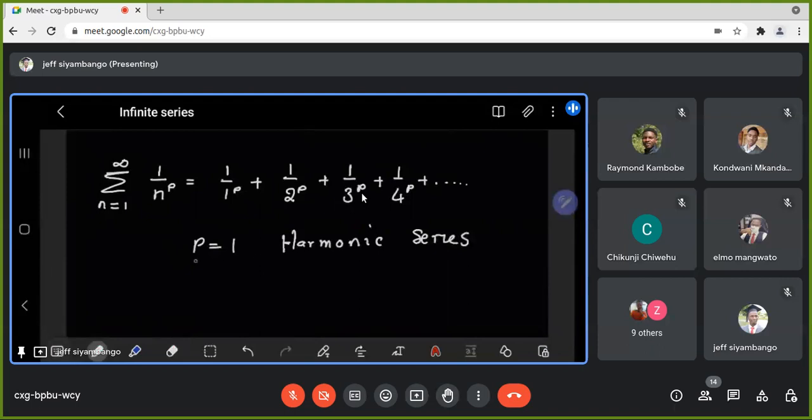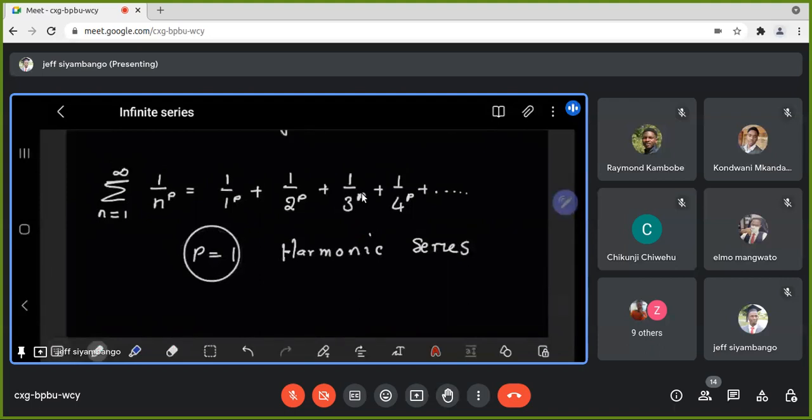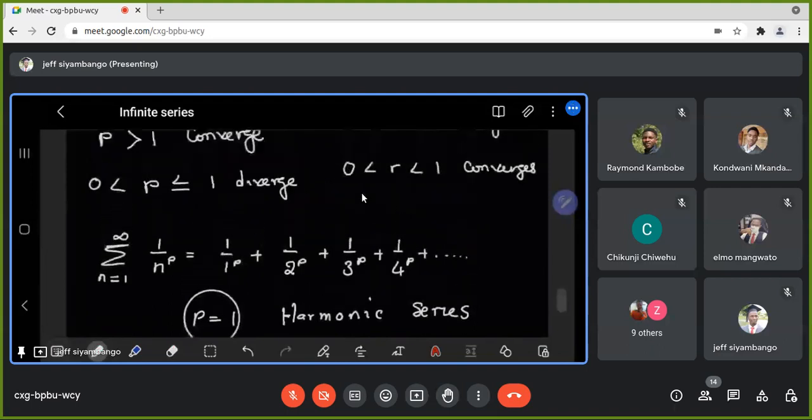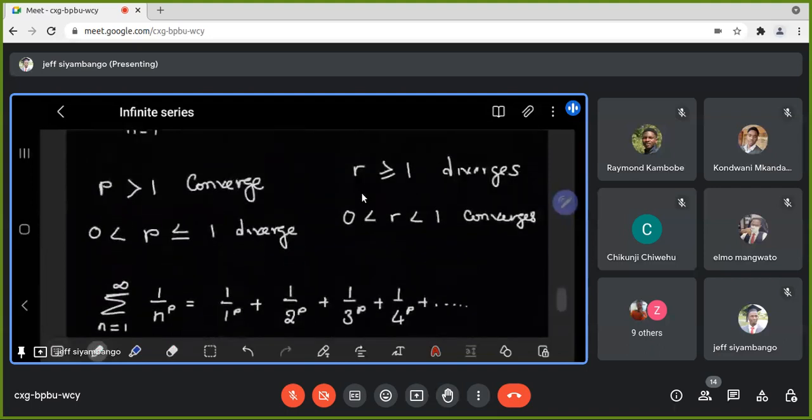Now, since we are saying for the harmonic series p is equal to 1, to conclude whether it diverges or converges, all we need is to know what p is. For the harmonic series, p clearly is equal to 1, meaning it falls in this range, implying that the harmonic series diverges.